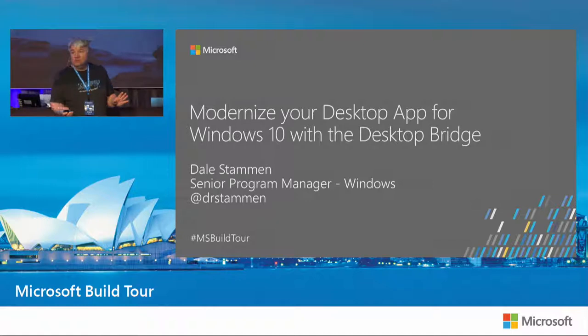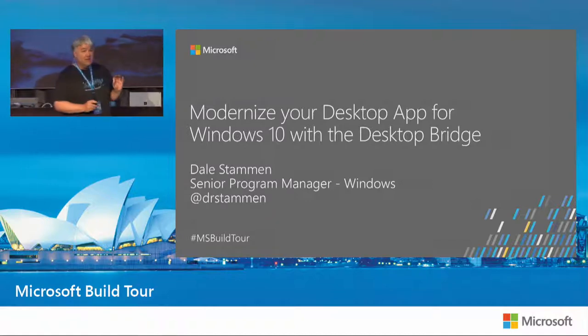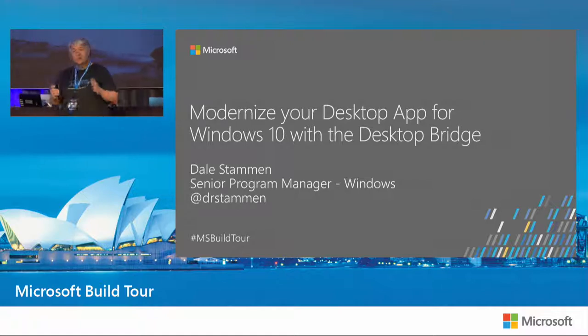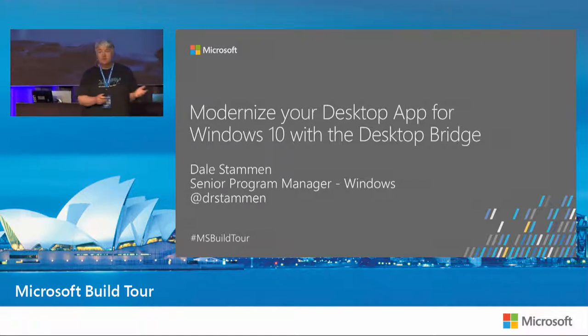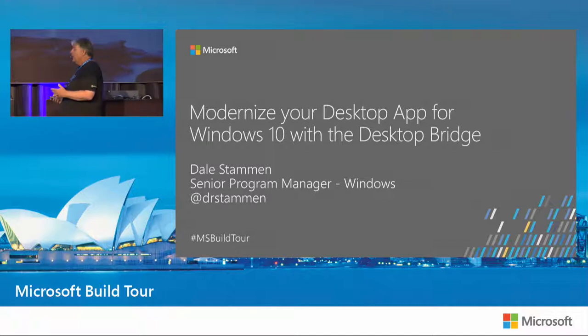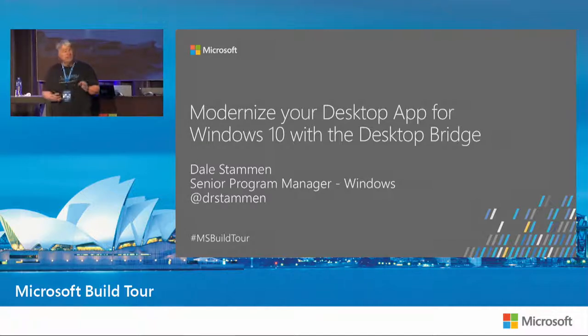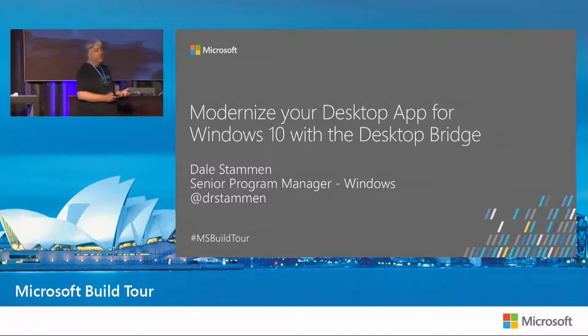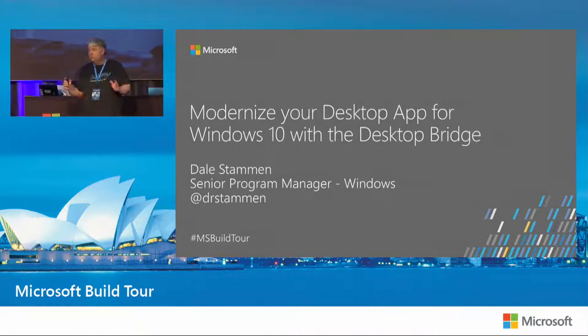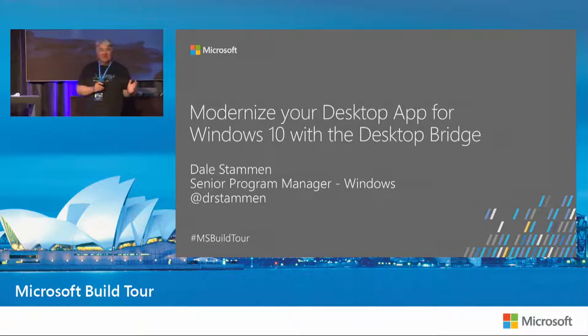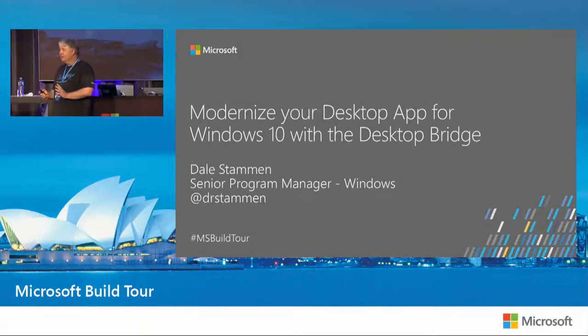No changes to your code, nothing. We're just going to take your existing installer or your existing binaries, and we're going to convert the Win32 app to a UWP app. And that's going to start you on the journey to UWP. And so we're going to have some really fascinating demos where we're going to take something and make it the same thing, but a little different.